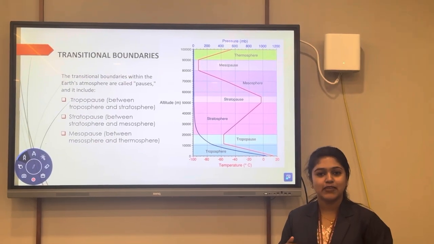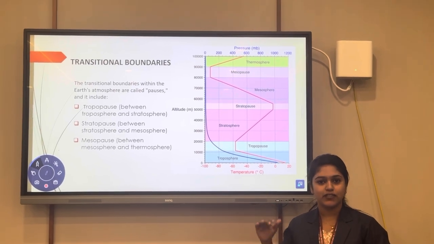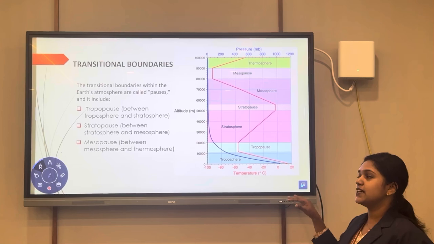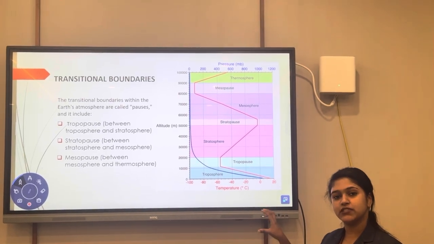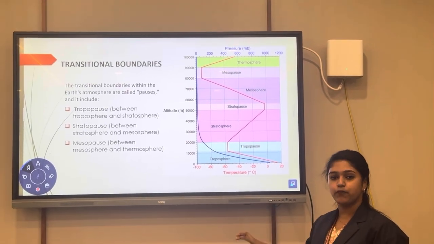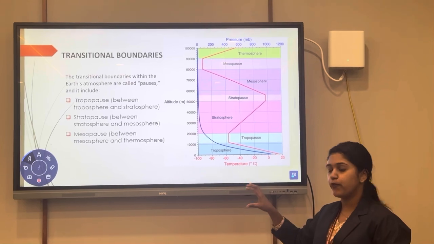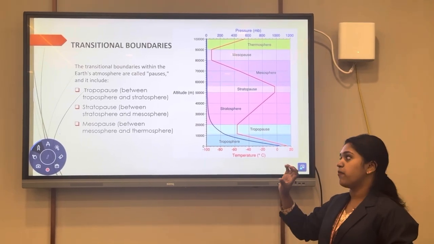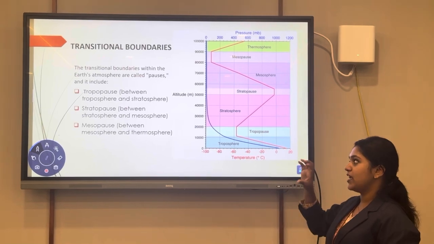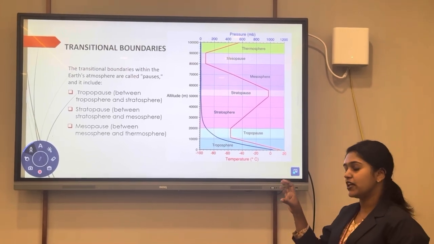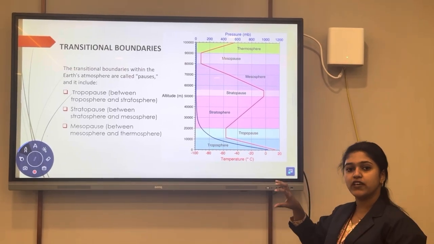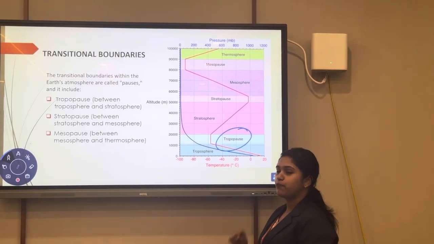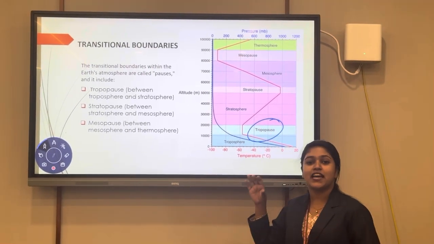Now we want to discuss the transitional boundaries of the atmosphere. The transitional boundaries within the earth's atmosphere are known as pauses. There are three major pauses, that is tropopause, stratopause and mesopause. The first one is the tropopause. The tropopause is the transitional boundary between the troposphere and stratosphere. The next pause is the stratopause.